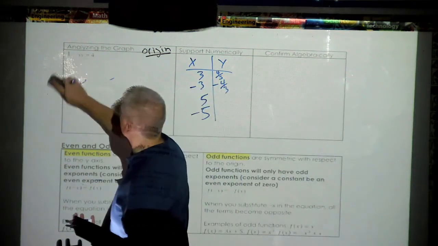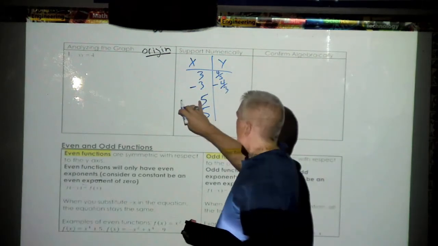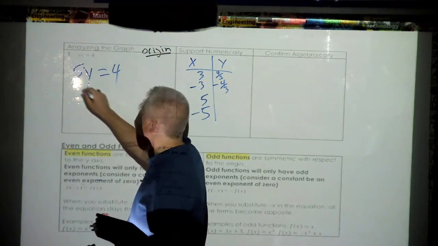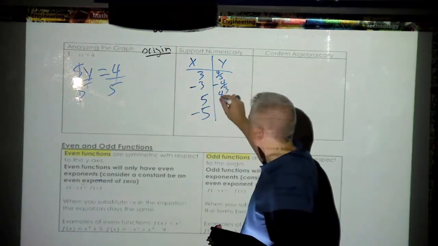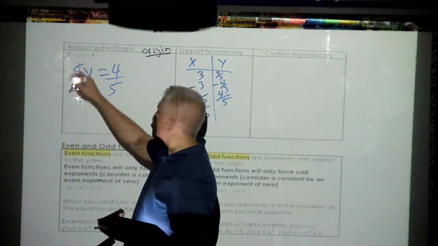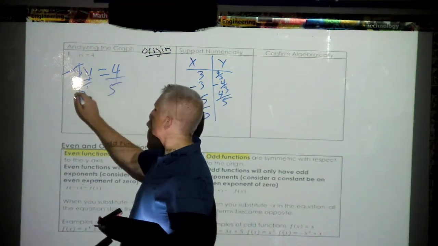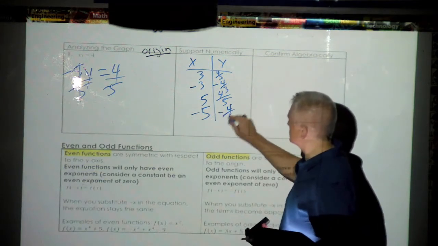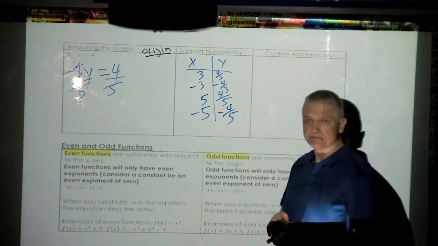Perfect. All right, so let's do the 5. Get a couple more funky fractions, make everybody happy. If x is 5, 5y equals 4. Divide by 5, divide by 5. Y is 4/5. If I say x is -5, -5y equals 4. Divide by -5. Y is -4/5. Yee-haw, we got it. Isn't that great?